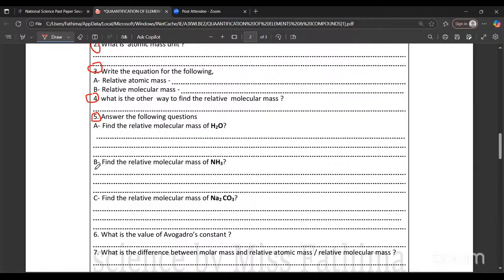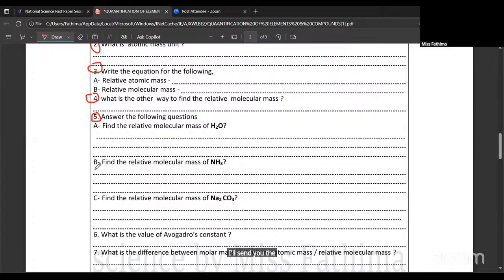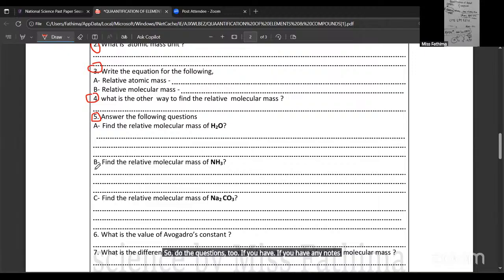Right. Someone messaged me, so I have sent you the tute, dear. I don't know who that is. I have sent you the tute. Check it. So do the questions, children. If you have any doubts, or you didn't understand a part, ask me, I'll help you out. Rasha, Rizmi, did you get the tute, dear? Yes, teacher. Okay.